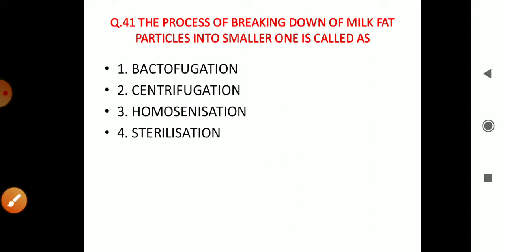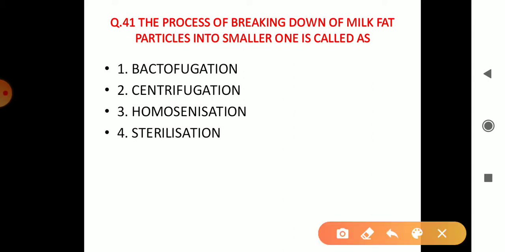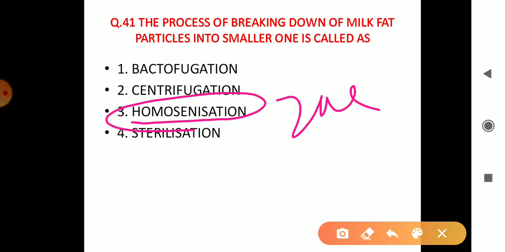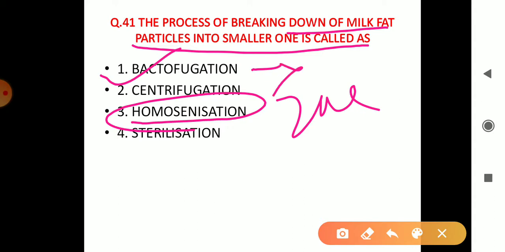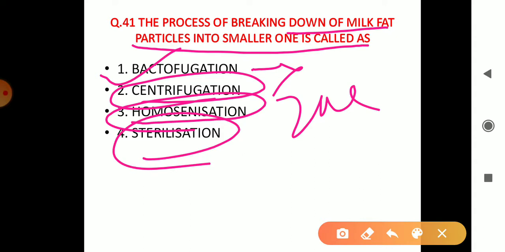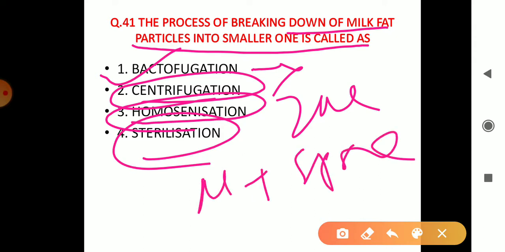Next question: the process of breaking down milk fat particles into smaller ones, around 2 micron, is known as homogenization. It is a process of breaking down the milk fat into smaller particles. Pasteurization is a process of killing the germs or microorganisms, and sterilization is the killing of microorganisms along with the spores. Very important.